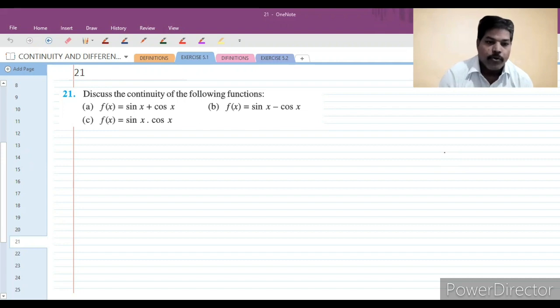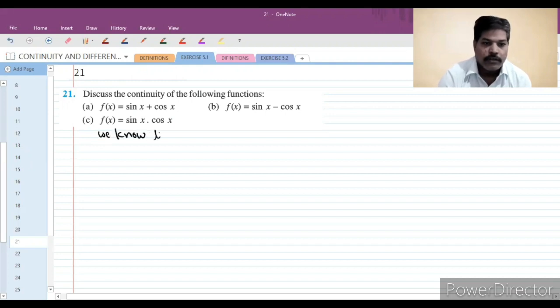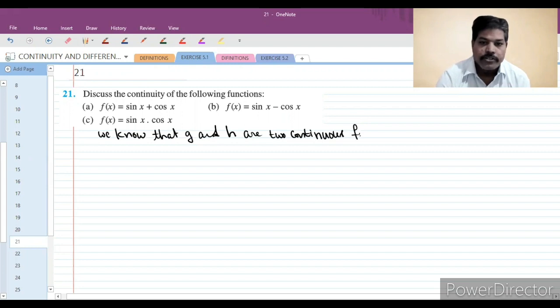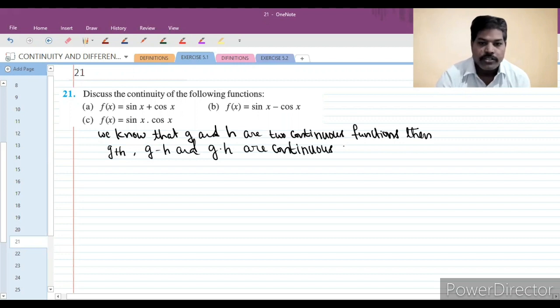So already I have proved one theorem. What is that one? We know that if g and h are two continuous functions, then what happens? g plus h, g minus h, and g into h are continuous functions.